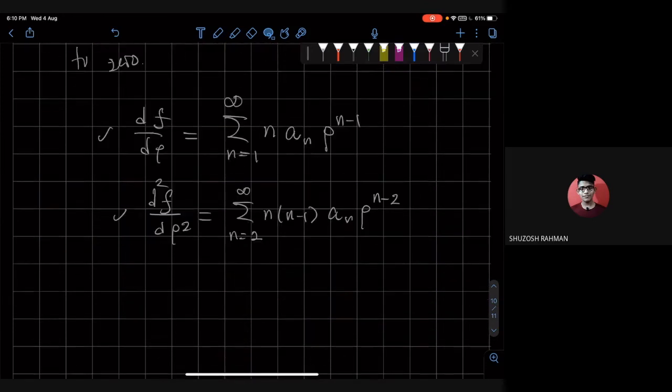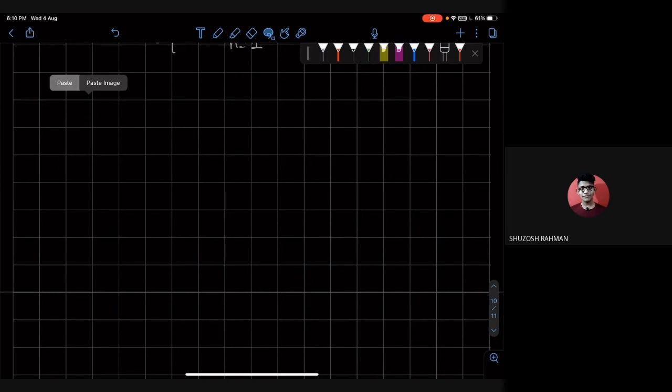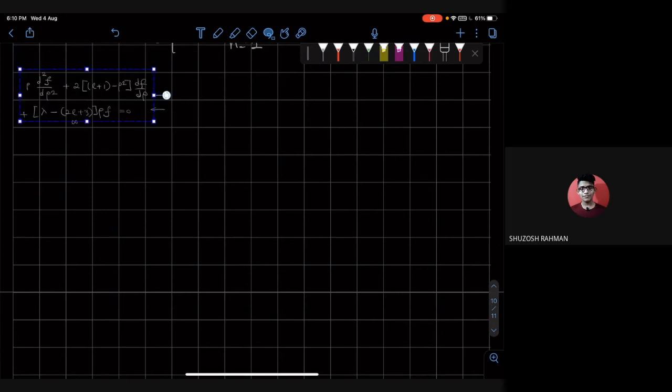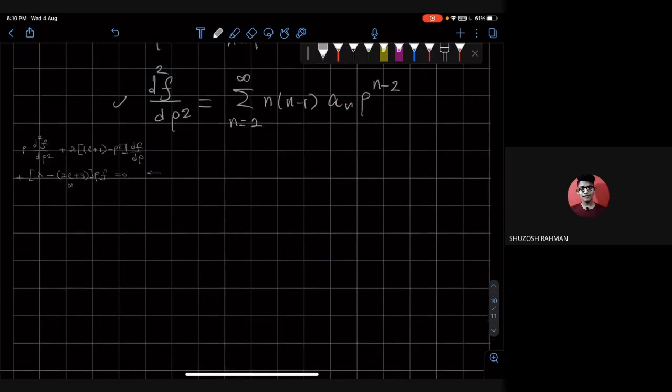Copy. And I'm going to paste it, and reduce it a little bit so we can fit it. So the first term, using the second derivative, gives me a sum from n equals 2 to infinity, and I have n times (n minus 1) a_n rho to the power n minus 1.